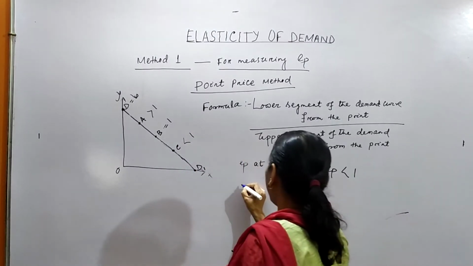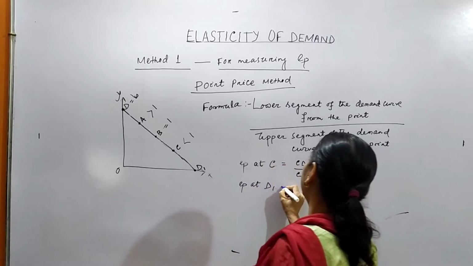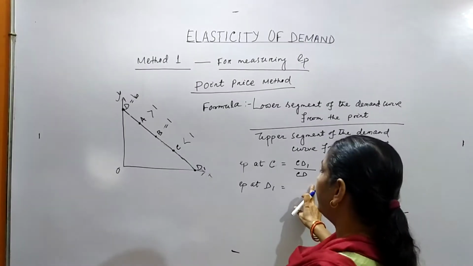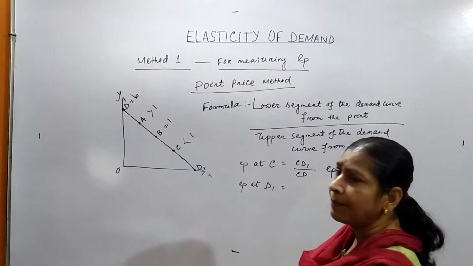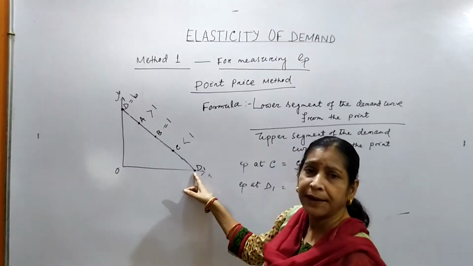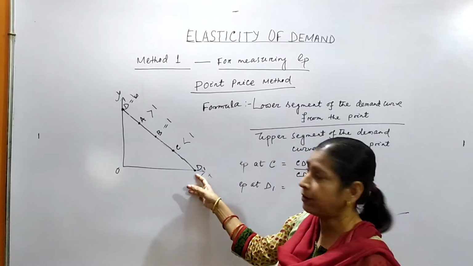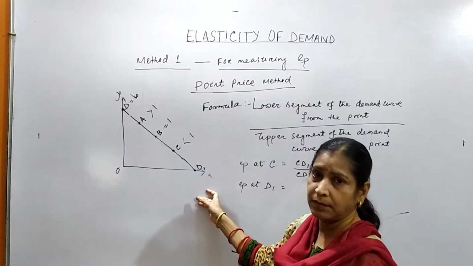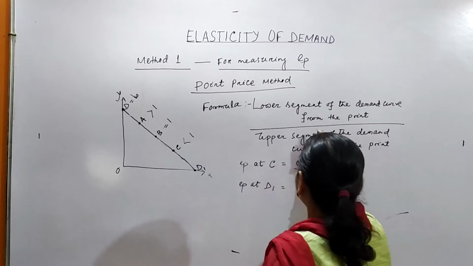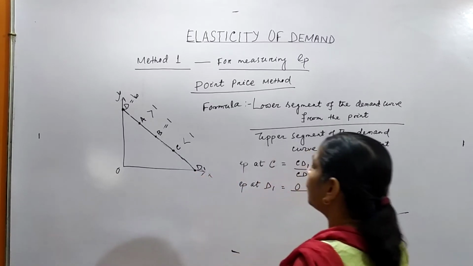Now we will see the value of EP at point D1. By applying this formula, lower segment by upper segment, friends, you see what is the lower portion from D1. I have told you that this is the extreme lower end, so there is nothing to its lower portion. So lower segment equals 0 because this is the extreme lowest point.